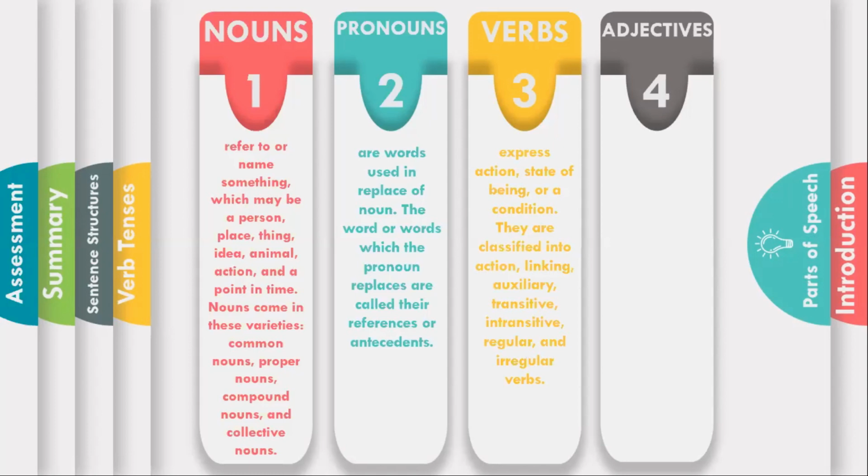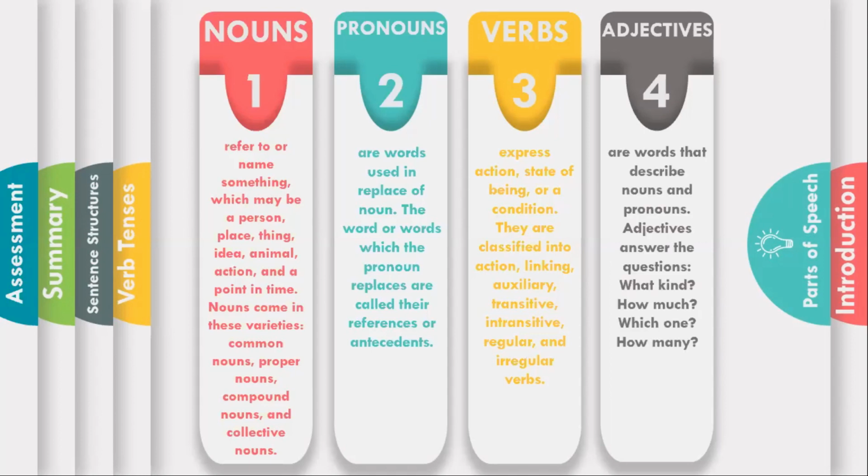While verbs are the key words or phrases of a sentence and are considered the most important part of speech. They express action, state of being, or a condition. One cannot write or speak a sentence without using verbs. What a verb can do, it can make a statement, give commands, ask questions. It can say what the subject of the sentence does. They are classified into action, linking, auxiliary, transitive, intransitive, regular, and irregular verbs.